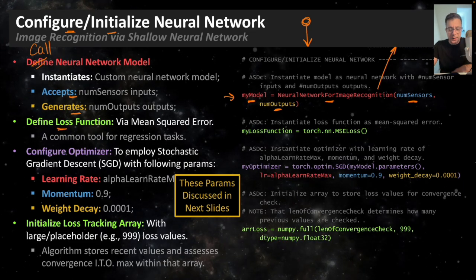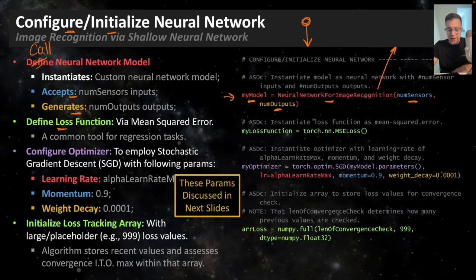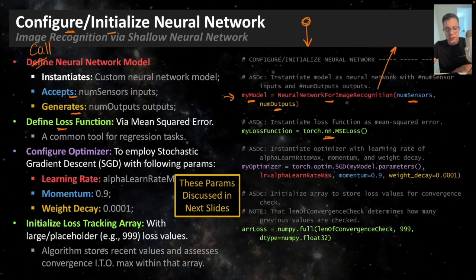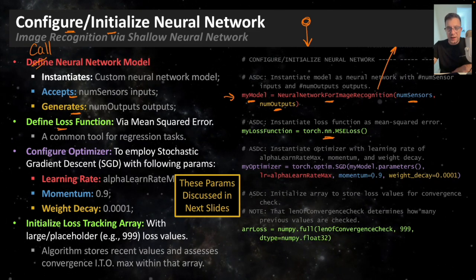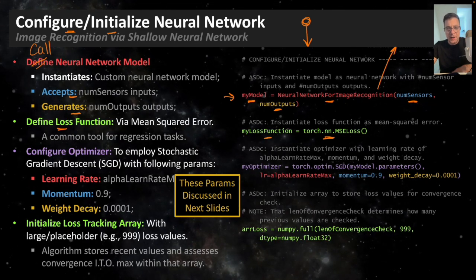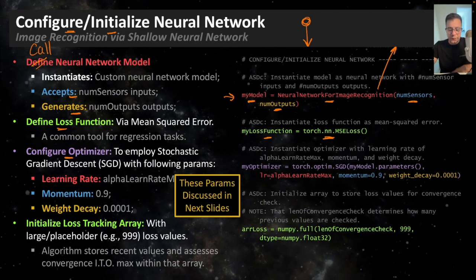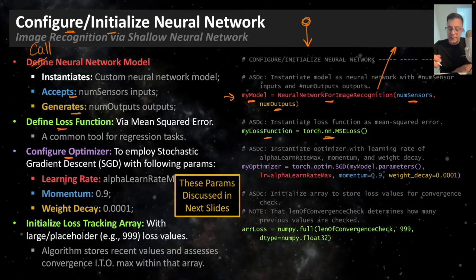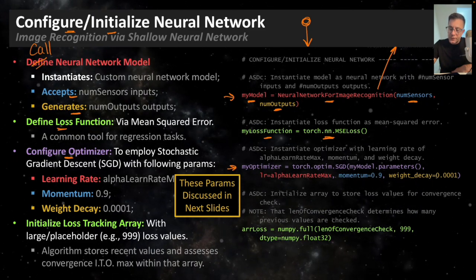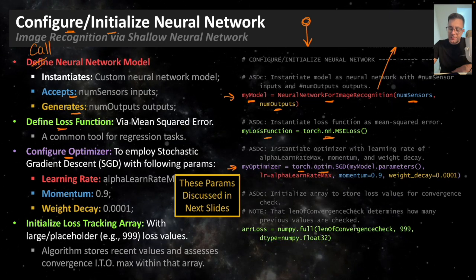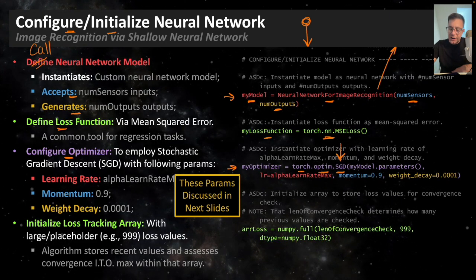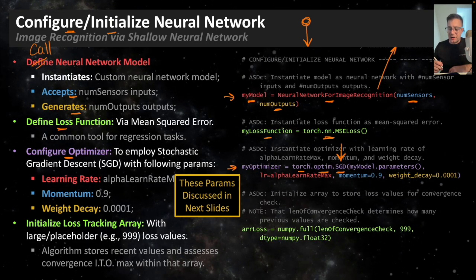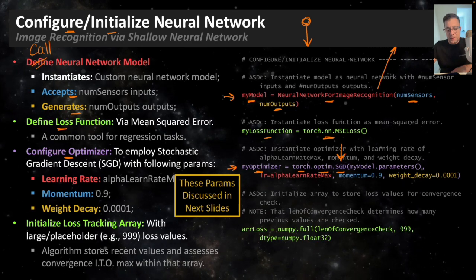Next, we need to define our loss function. We are going to employ a mean squared error loss function, and this is pretty easy to do. We create an instance of the torch.nn.mse loss class from PyTorch, and we call that myLoss function. Next, we need to configure the optimizer to perform stochastic gradient descent. Pretty straightforward again. You can see the command shown here in purple. We create an instance of the torch.optim.sgd class from PyTorch. Again, this sgd is telling PyTorch that we intend to use the stochastic gradient descent optimizer. We call this instance myOptimizer.